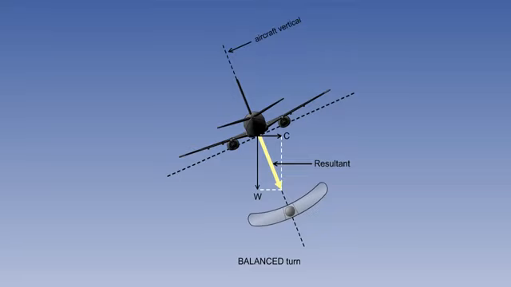Diagrammatically, this is illustrated here. This is a balanced turn, and in a balanced turn, the resultant of the force of gravity and centrifugal force will lie in the aircraft vertical plane, and the ball will remain centralized in the tube. However, let's look at a situation now where a turn has been initiated, but the angle of bank applied is insufficient for the rate of turn.